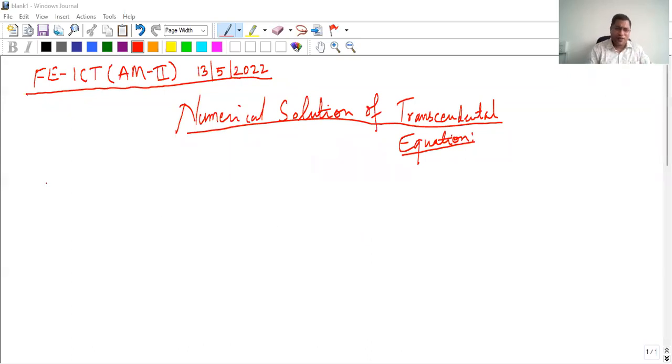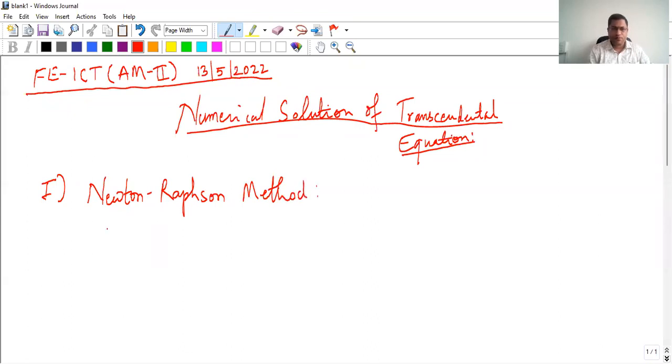The first method that we are going to study to solve this transcendental equation is Newton's method, or this is also called the Newton-Raphson method. When we are able to get the root or the solution of this transcendental equation, basically we are looking for the solution.